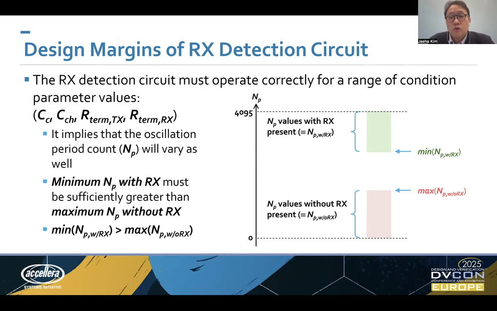And what we need is that the minimum value of NP when the receiver is present is greater than the maximum value of NP without the receiver being present, so that we can use the value in the middle as a threshold, and we compare the actual measured NP against this threshold to determine the presence or absence of the receiver. In other words, if we have a large separation between these minimum NP and maximum NP values, we have a large design margin in the circuit, and the circuit can reliably detect the presence of the receiver.